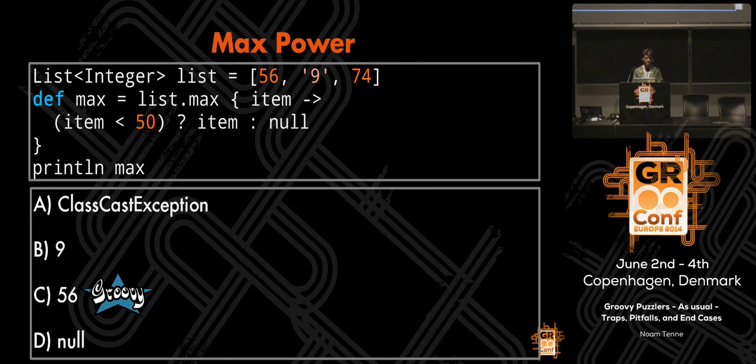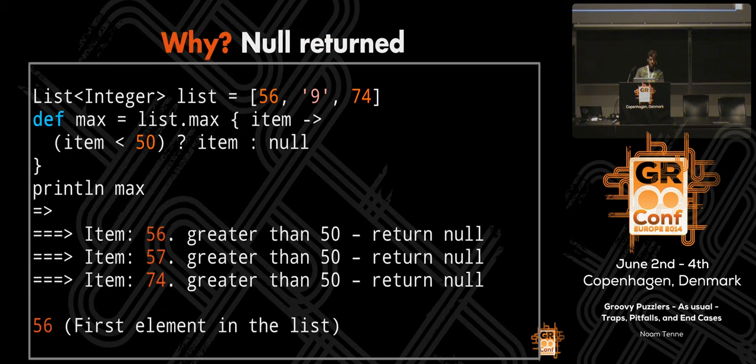Why is it C? This is also a bit weird. I know I'm not making it any easier. Nothing weird about Groovy, just weird about the code. So I evaluated 56, that's no more than 50, so I returned null. Evaluated 9, but the actual code of it is 57, because if you remember, casting strings to int starts from 47, goes all the way up. And 74, also no greater than 50, so we return null.